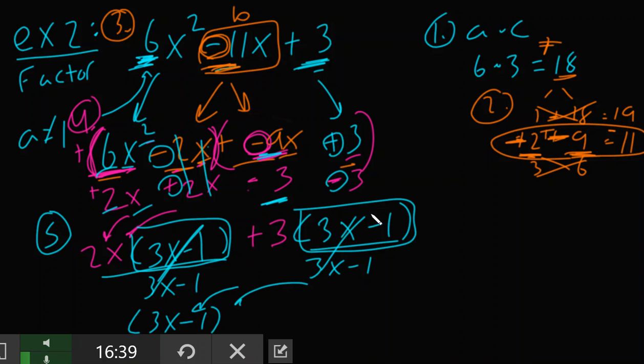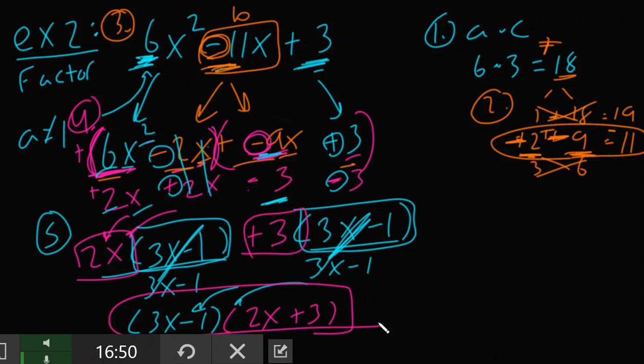And once those cross out, once those go away, what are my leftovers? Well, there is a 2x and there is a positive 3. And we have now factored 6x squared minus 11x plus 3. We have now factored it into two factors, 3x minus 1 and 2x plus 3.